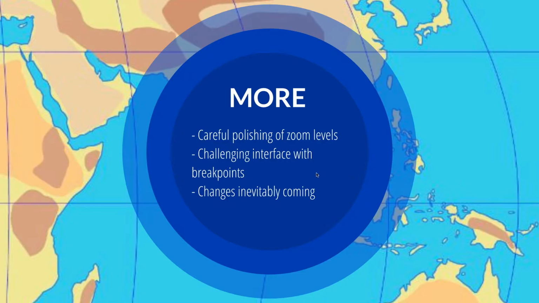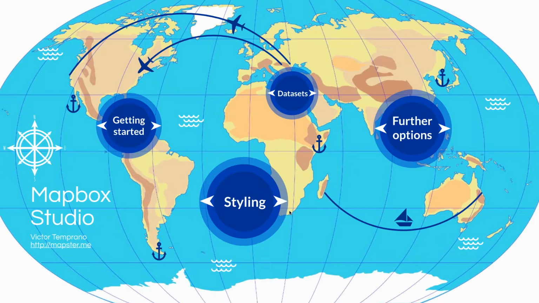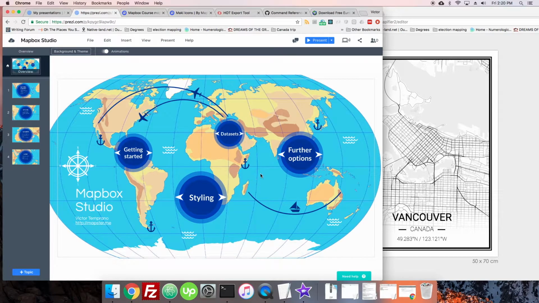Obviously, the interface of breakpoints has been a little challenging, and there will be a lot of changes coming with Mapbox. I noticed they have a lot of updates regularly, so this course may go out of date relatively fast. Of course, I hope it doesn't, but I'm pretty sure they're going to stick with the same general structure and architecture that they have going on. So the fundamentals of styling these different layers is going to make sense.